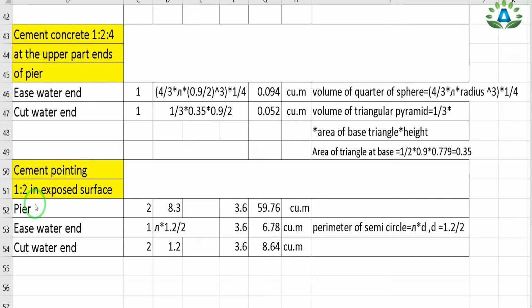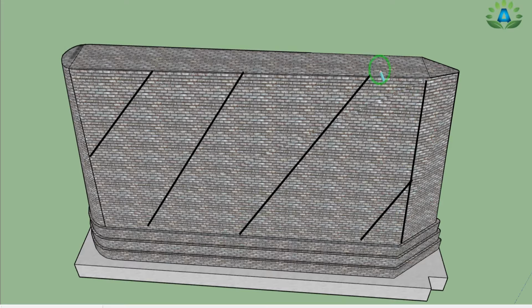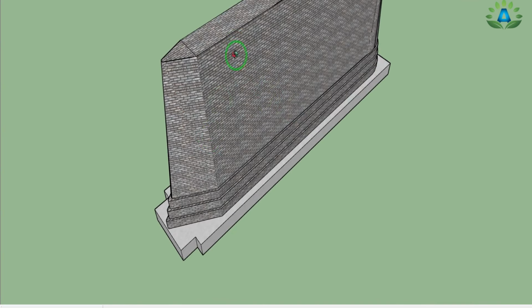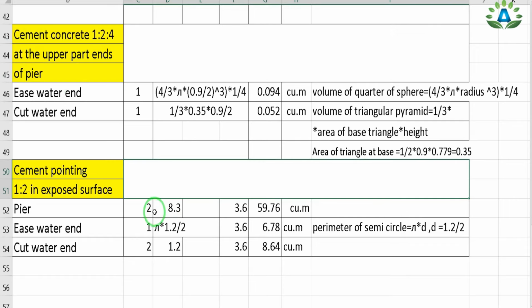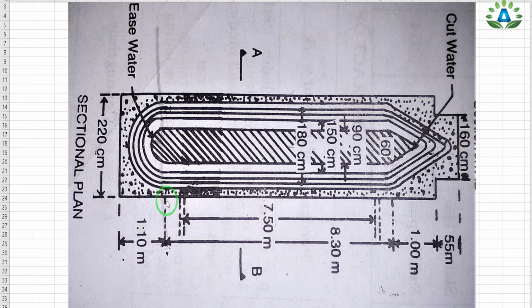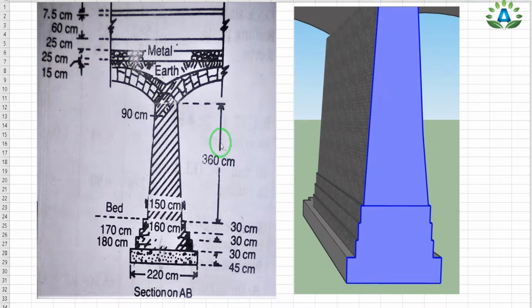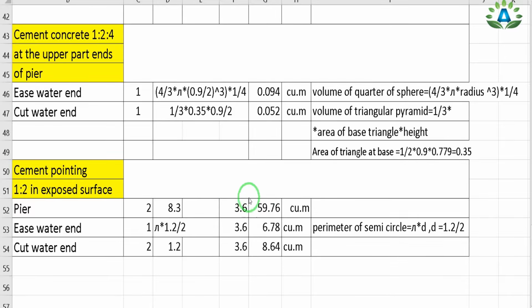So first we will do this pier, that is the rectangular portion. We have to do the cement pointing on this side of the pier as well as on this side of the pier. That means we have two of these rectangular surfaces, so we can write the number equals 2. Here we can see that this rectangular portion is 8.3 meters in length. The total height of this pier equals 3.6 meters, so I can write the height equals 3.6 meter. And we know that cement work is calculated in meter square. So length into height equals 59.76 meter square.